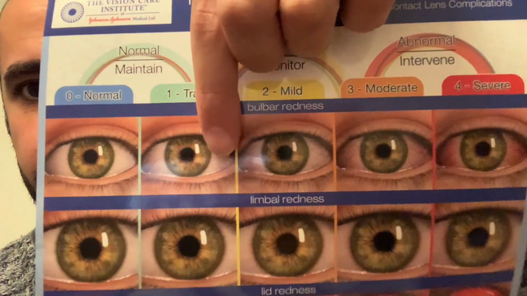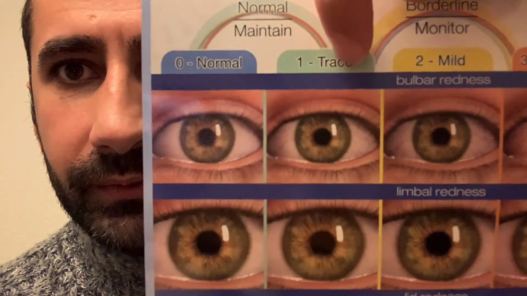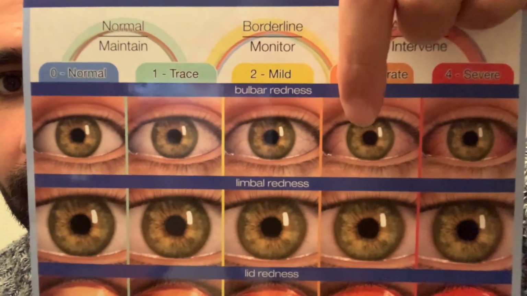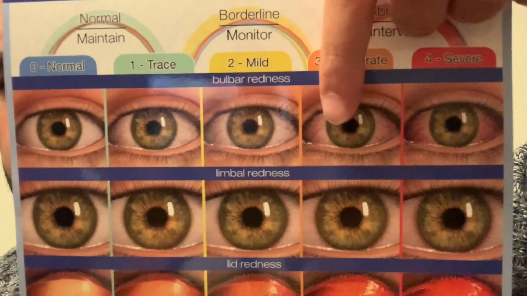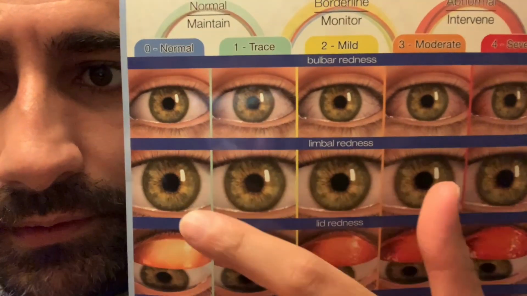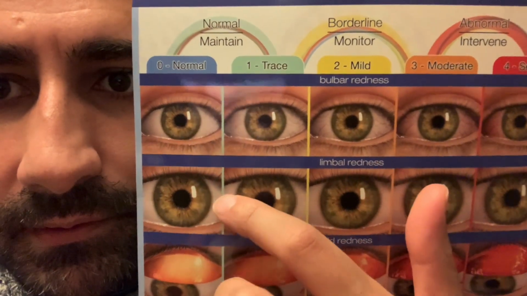So just looking at the grading scale here, normal, grade 1, 2, 3, 4. We're probably looking at grade 1 Bulbar Redness, kind of looking like this in the right and the left eye. So grade 1 trace amount redness, certainly no redness like this.